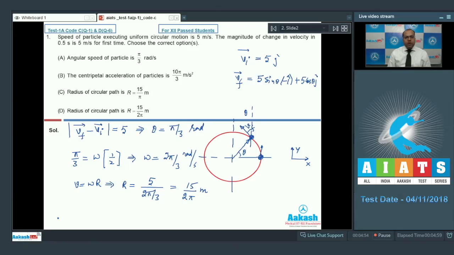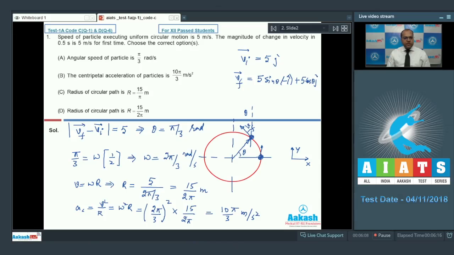At that moment, if I calculate the centripetal acceleration of the particle, a c, that is equal to V square by R, which is equal to omega square into R. On substituting the values, omega is 2 pi by 3 whole square into R, and the value of R is 15 upon 2 pi. On solving this, it comes out to be 10 pi by 3 meter per second square.